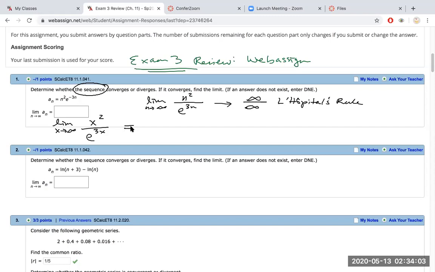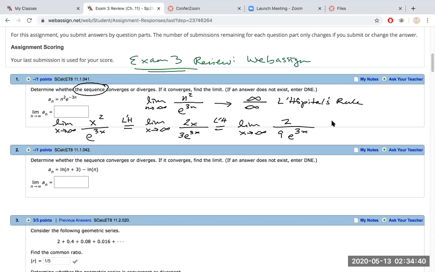Whenever you use L'Hopital's, definitely put an LH here of some sort to let me know that you are taking the derivative of top and bottom. So we have the limit as x goes to infinity of 2x divided by 3e to the 3x. That's still going to give an infinity over infinity for the limit, so we're going to need to take L'Hopital's again. That's going to be the limit as x goes to infinity of 2 over 9e to the 3x.